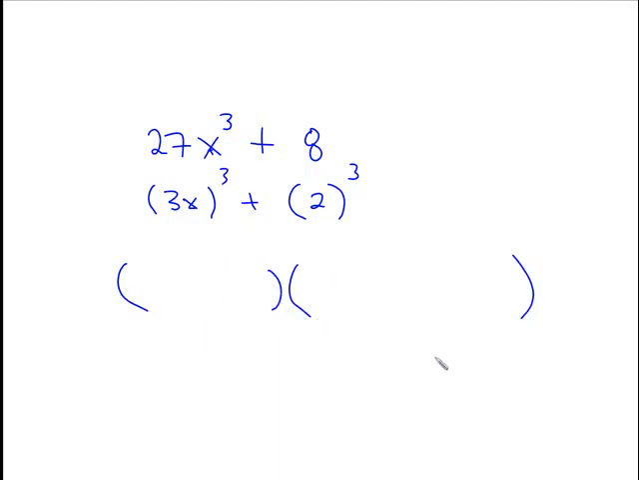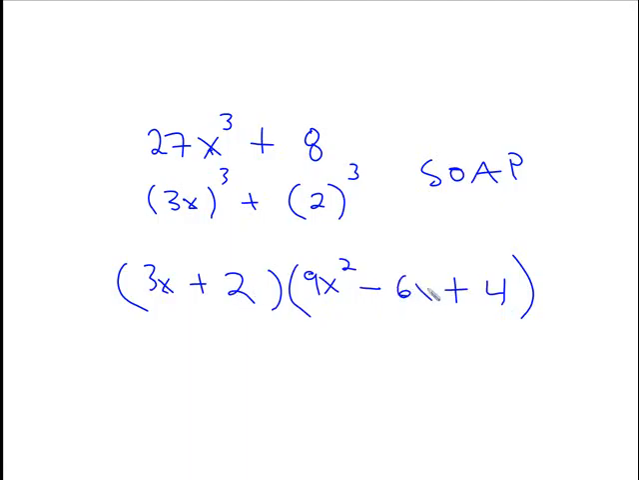One's a binomial, one's a trinomial. Use SOAP. Same, opposite, always positive. So the same as this. Opposite, then always positive. And then go ahead and take the 3x, plug it right here, take 2, plug it right there. So to get this term, we square this. This would be 9x squared. To get the last term, square this. That'll be 4. To get the middle, multiply these two, 6x.